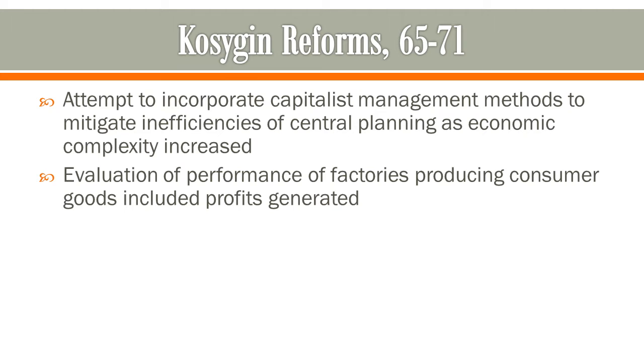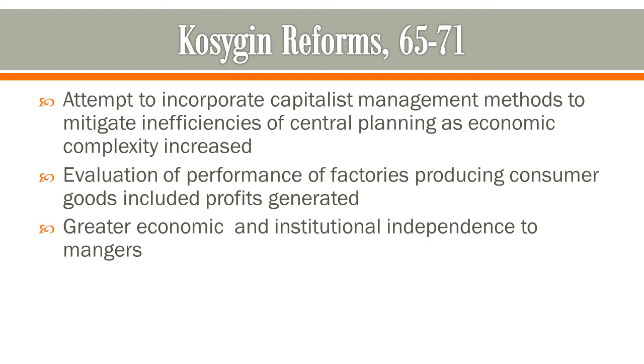So instead of just having a target that they had to reach, which was the way that the system was working before, each factory, sure, would have to meet their targets, but they would also have to look at how much you sold. So if you made 5,000 pairs of baby size shoes and none of them were sold, then there's a problem at this factory. And the other thing that he was hoping to do is to provide greater economic and institutional independence to managers. So give the managers the ability to make the decisions. So decentralize the control of the economy some.